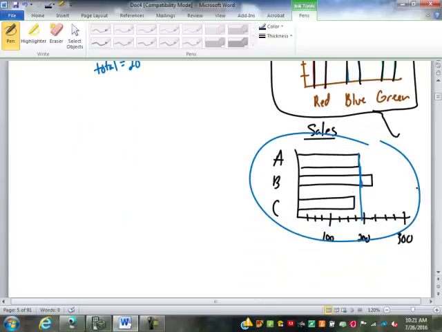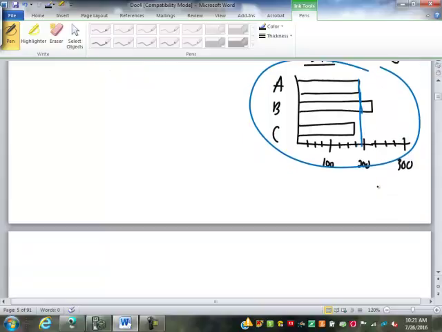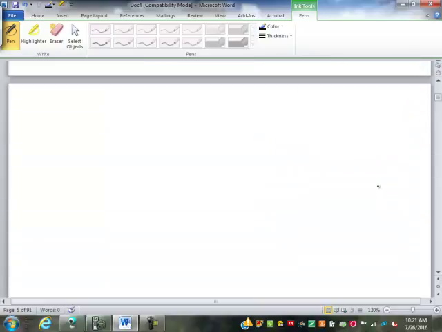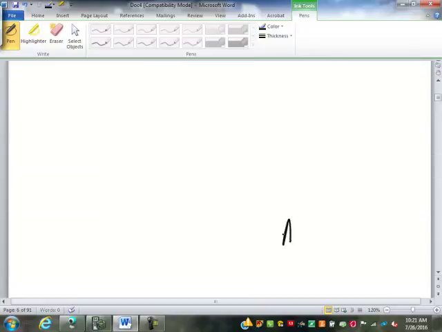For example, this example I just did down here with the companies. I'm going to do a similar example. Spread them out just a little bit more.